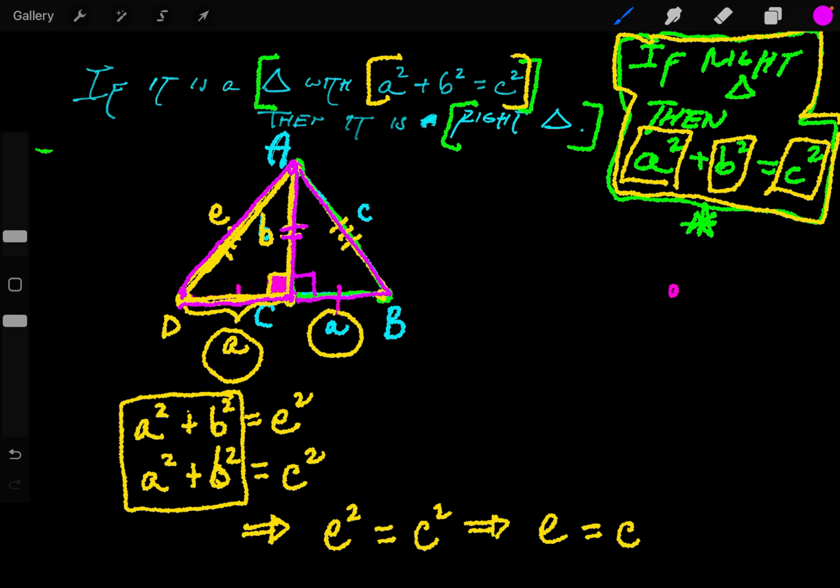And then you're done. Now you showed that this is a right triangle because it's the same as this right triangle that you constructed. You should convince yourself of this argument.